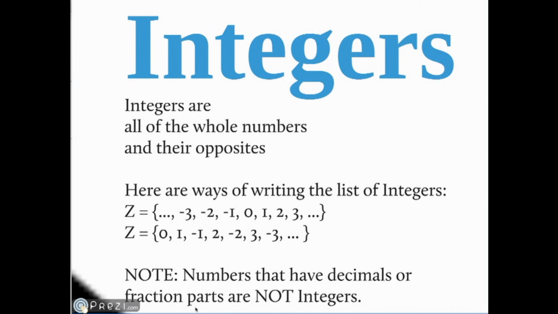Note that the numbers that have decimals, like 3.2 or 7.1, or have fraction parts, like 3/5 or 7/9, those numbers are not integers. As an aside, the letter Z, which stands for the set of integers, is thought to be from the German word Zahl, which means simple, and also this set is called the set of simple numbers in German.